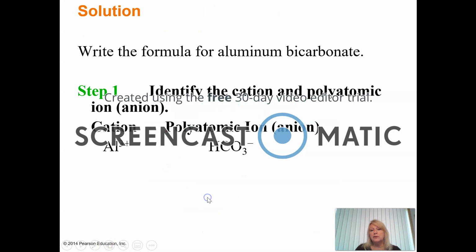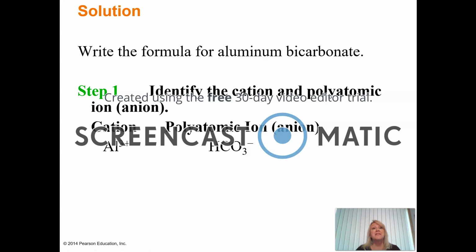All right, so let's try one. Aluminum bicarbonate. If you guys go back to the chart, you're going to find aluminum plus 3. Again, 3 plus 3 does not matter what order you write that in for chemistry. The polyatomic ion that is in the formula is the bicarbonate. You look on that chart, you'll find bicarbonate.